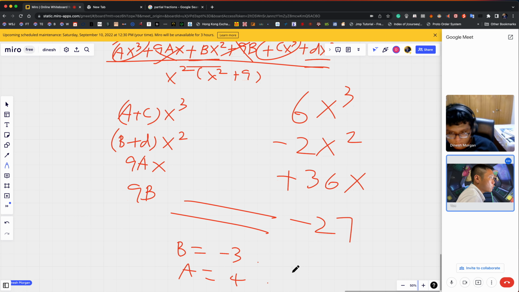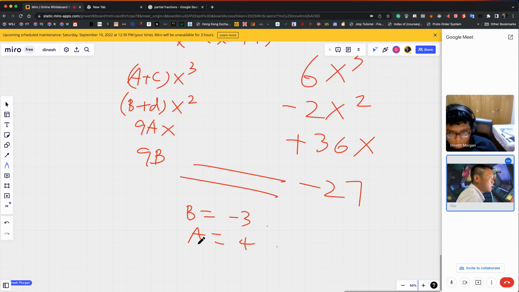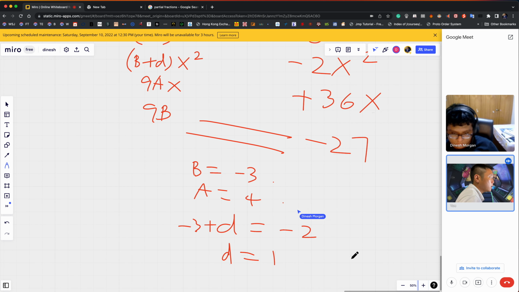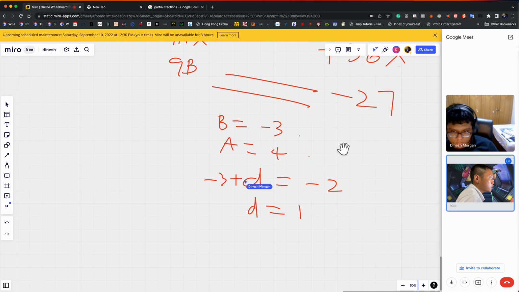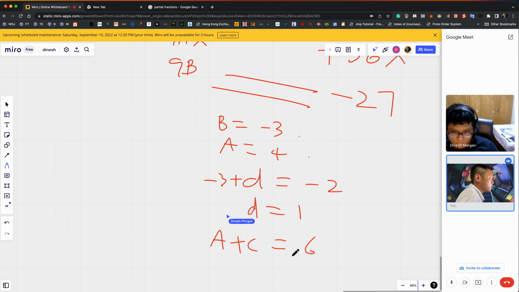If b is negative 3, then plus the d should give you minus 2. So your d is equal to 1, right? Yep. So a plus c is 6. So a plus c is 6, so 4 plus c, c is equal to 2. Done.